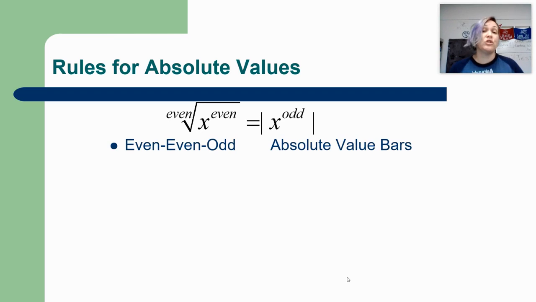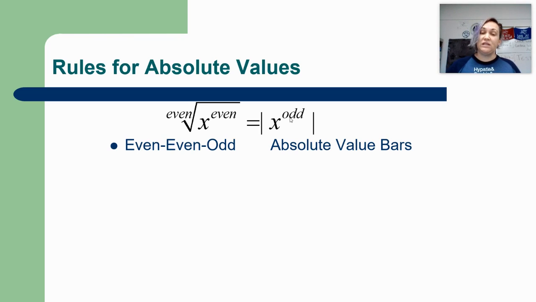So in the original problem, if you have an even index, and the exponent on your variable is also even, and then when you go to write your answer, you have an odd exponent, then you need to enclose that variable in absolute value bars. Even, odd. Even index, even exponent, odd answer. Throw some absolute value bars around that variable.